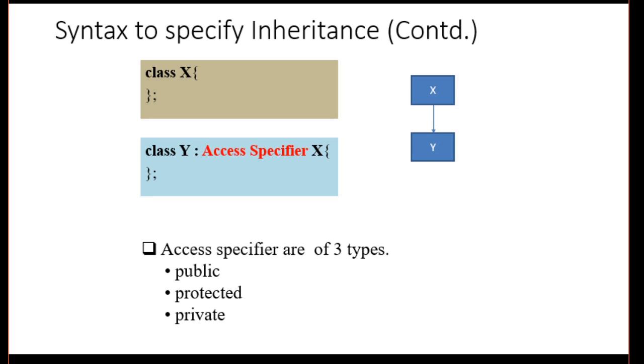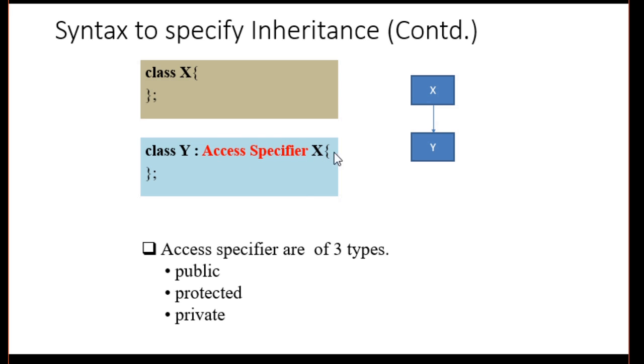So the syntax to specify inheritance is as such. Class X is my base class, and say we want to derive Y from X. The basic syntax is class Y followed by a colon, then you have to give the access specifier and then the base class. Here we are taking the base class as X, so Y is going to derive from X.